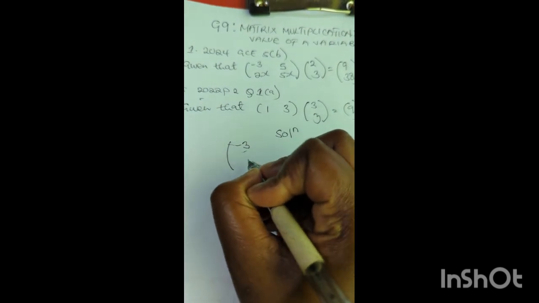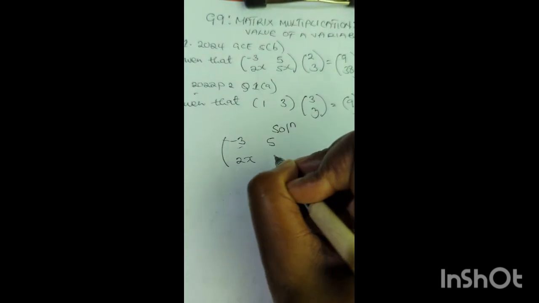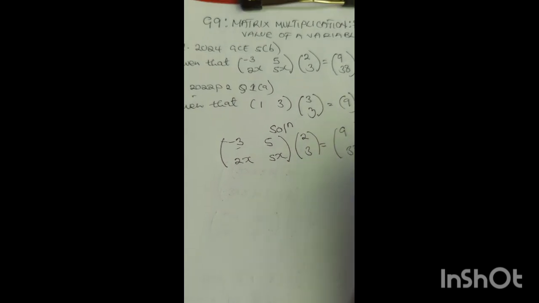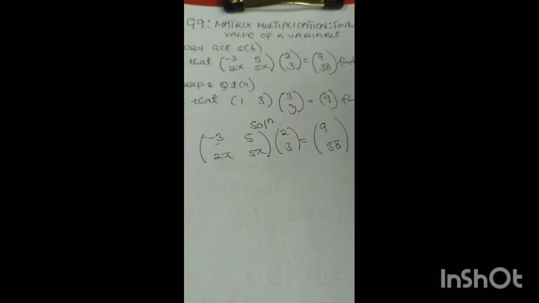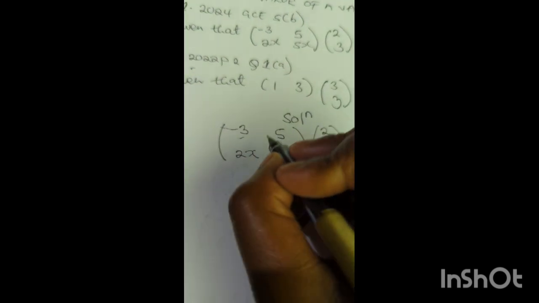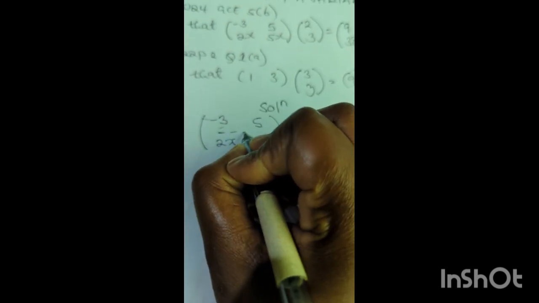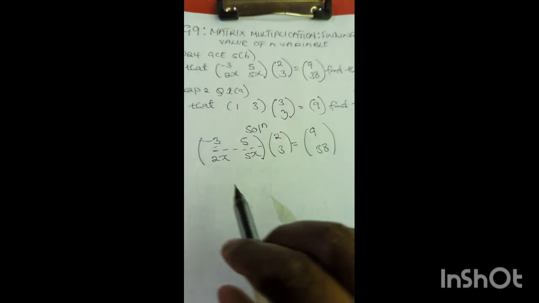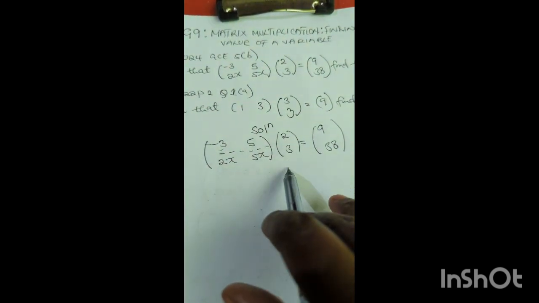This is negative 3, 2x, 5, and 5x, and then 2, 3 is equal to 9 and 38. Remember, in grade 10 you are going to learn more about how you actually know if you can multiply two matrices. So in grade 10, you have to check first if you can multiply given matrices. But for grade 9, we skip that and we just go straight. The first matrix is always divided into rows, and then the second one into columns.